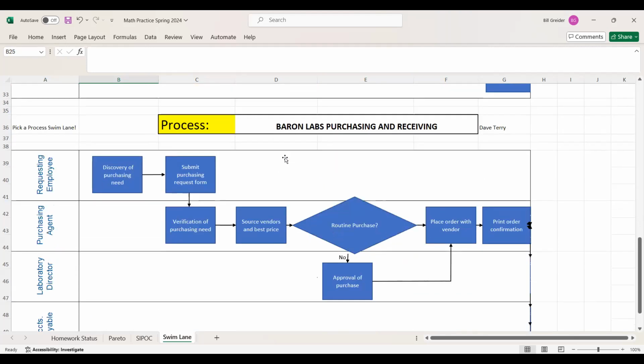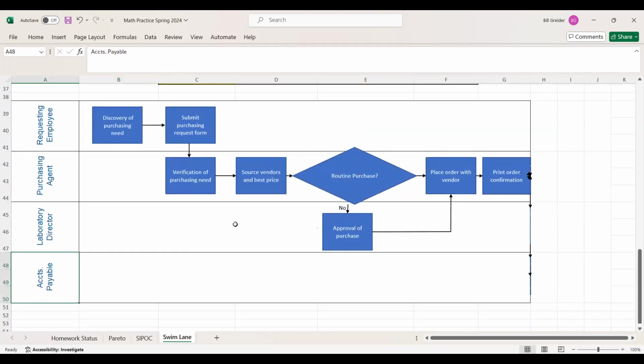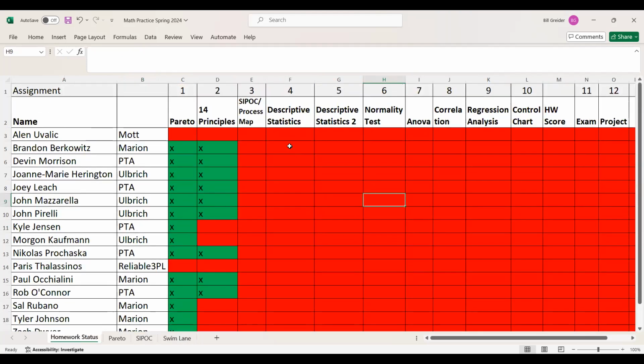This is purchasing and receiving for Baron Labs. This is Dave Terry. I think he was in the last class. There's a requesting employee, a purchasing agent, a laboratory director, an accounts payable person, and there's the swim lane map for that. So again, the homework this time is pick one, either one. I've had people that sit in the front, they're always the first ones in class, and they do both, but pick one or the other if you like.